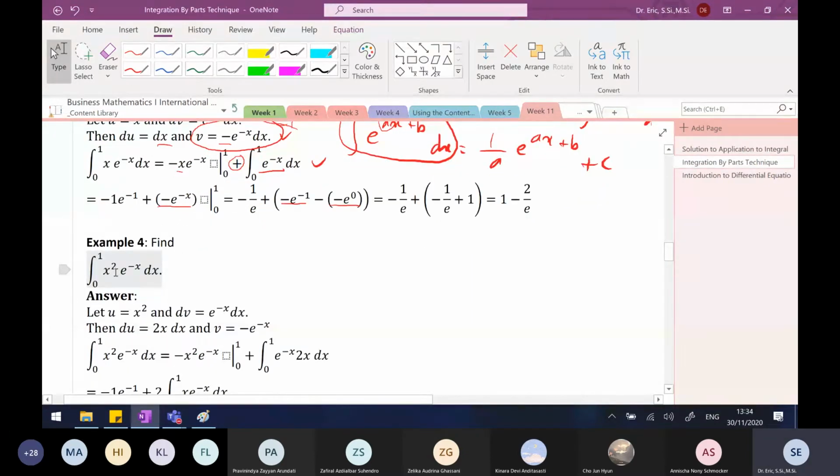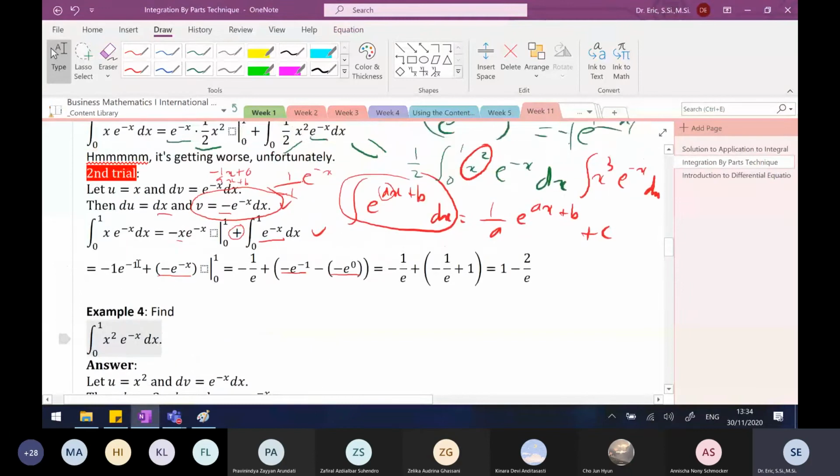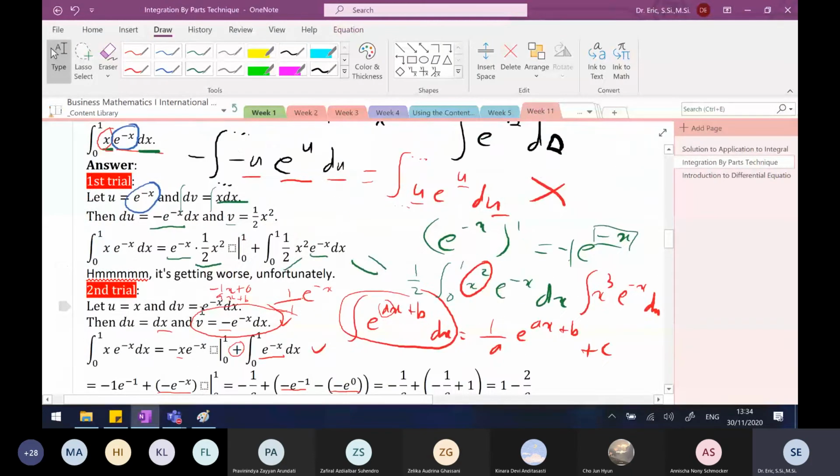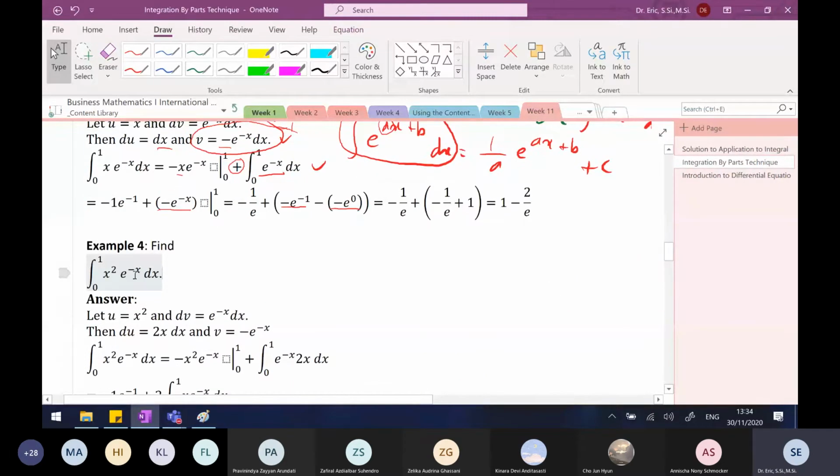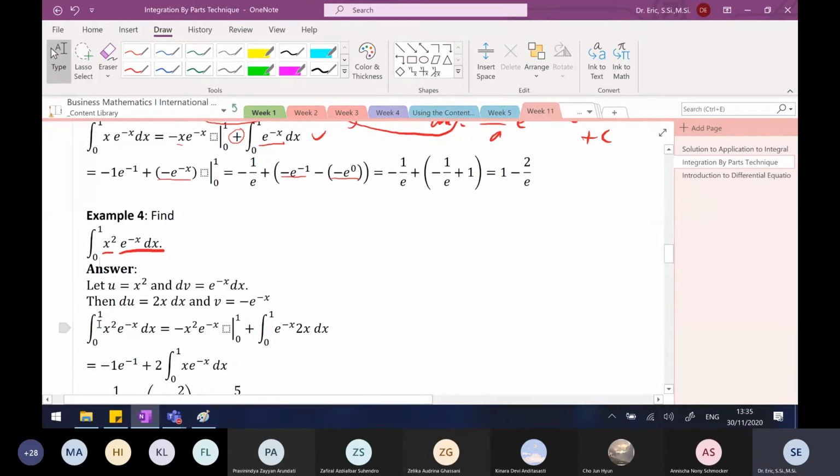Now number 4, x squared e to the power of minus x. Based on our experience here, we have to use dv as e to the power of minus x dx. So this should be dv and this should be u. Let's try. u equals x squared, dv is e to the power of minus x dx, du is 2x dx, this is the derivative. And v is the integral of this, which is minus e to the power of minus x. Okay, yeah?